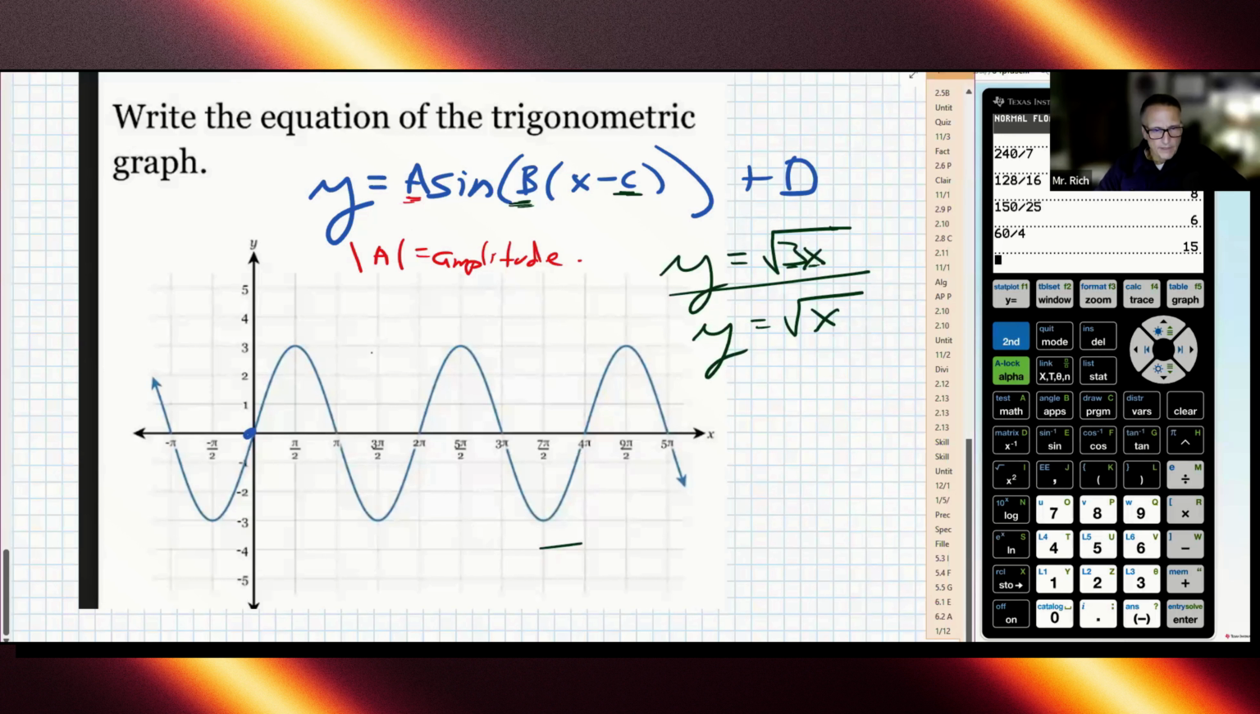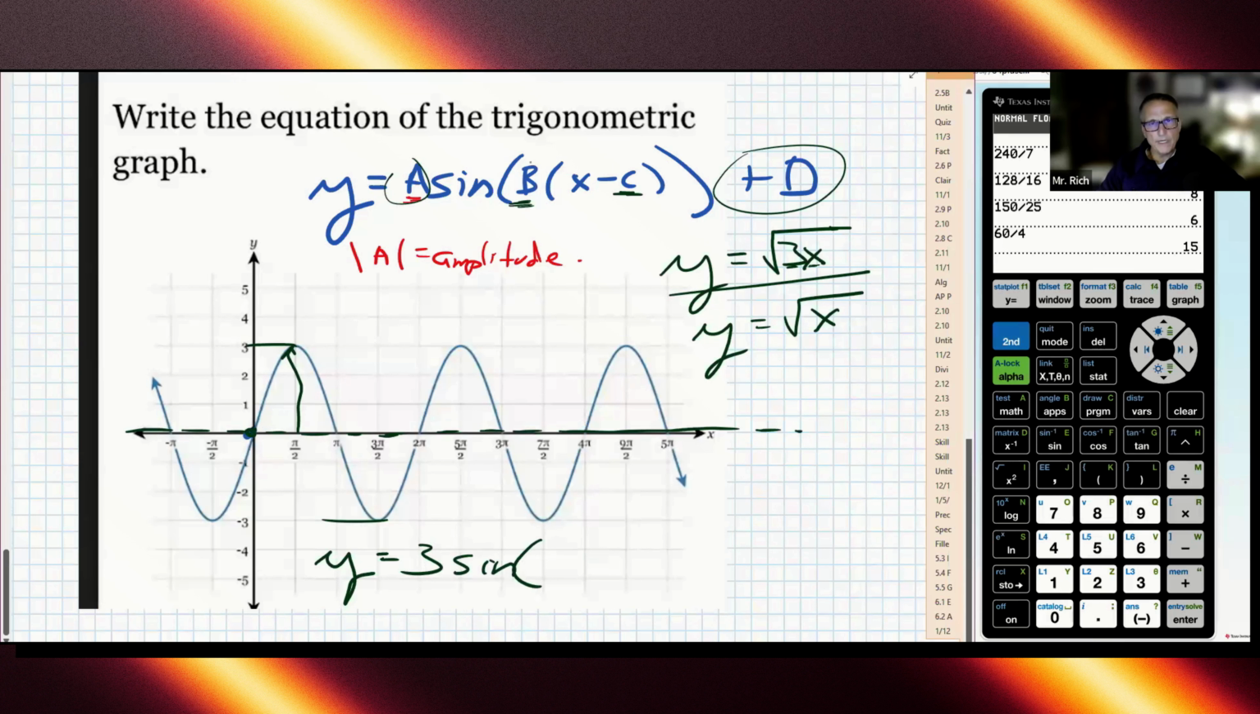Now, this function that we're looking at, its midline, that is halfway between the max and min, comes right across on the x-axis. So it has no vertical shift. So the d is a 0. The amplitude, which is the distance from the midline up to the maximum, is a 3. So that value a is going to be a 3. So we can start to write our equation. It's going to be 3. It is a sine because it starts at the midline.